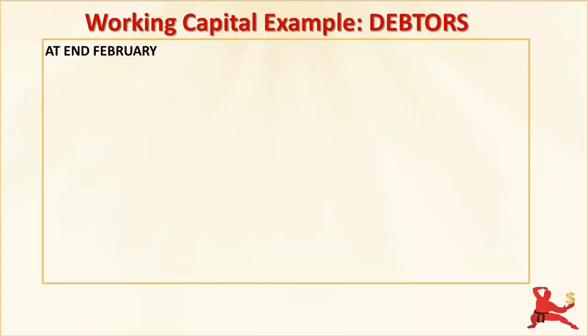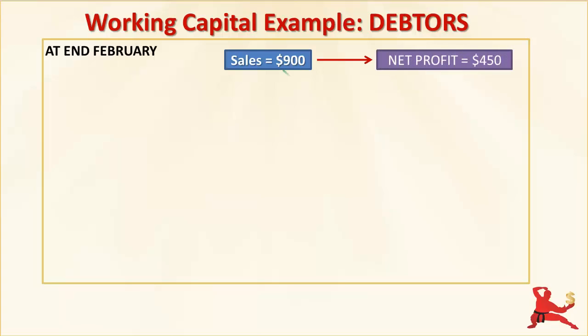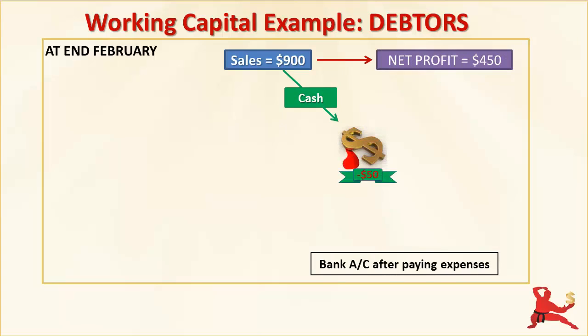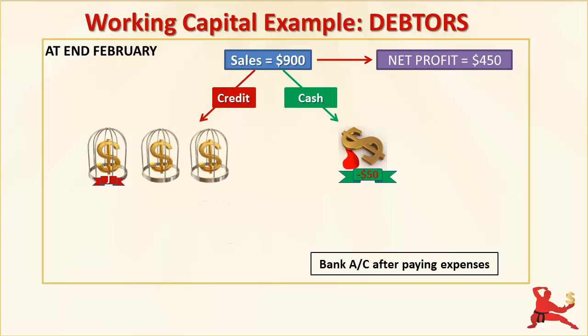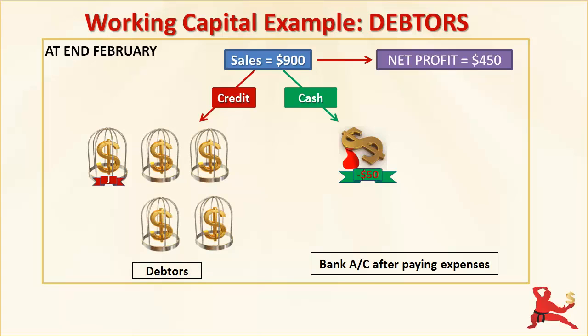What all this means is that over the 2 months of trading, we made total sales of $900 and net profit of $450. But we still ended up out of pocket by $50 cash because we had to pay out expenses in cash and we haven't received cash from all of our sales. We need to have planned for this working capital funding requirement and arranged to cover this $50 cash shortfall before we even started business in January.